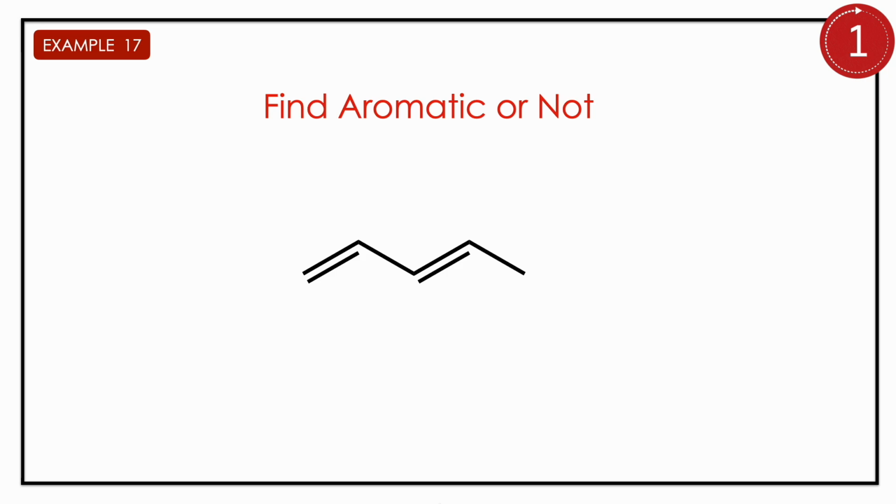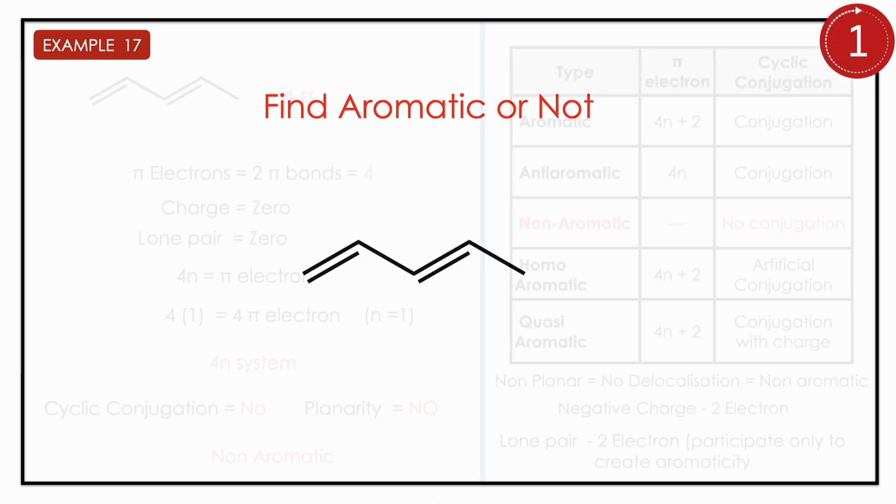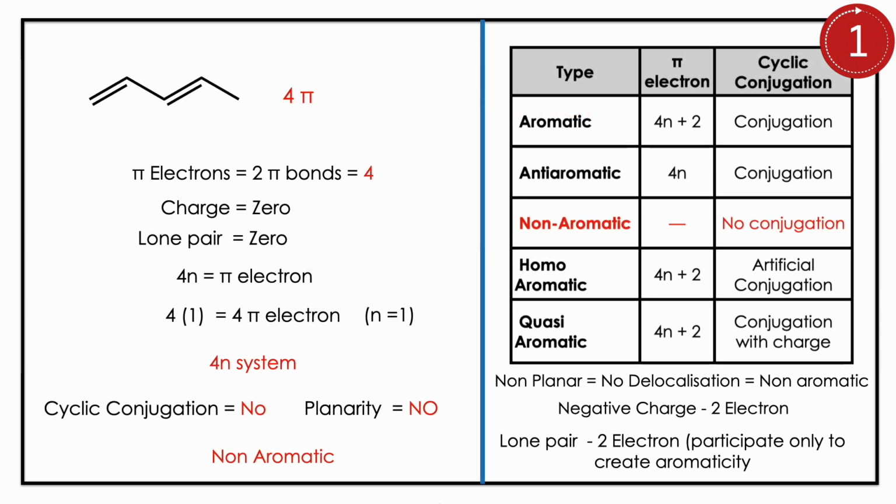Then the next example, you have a linear compound with conjugated double bonds which is hexadiene. You should find whether the given compound is aromatic or not. Here conjugation is definitely there, a 4 pi electron system. The compound is not cyclic, so conjugation doesn't help for delocalization, because delocalization is the key factor here. So conjugation is there but there is no delocalization. So definitely the compound is non-aromatic.